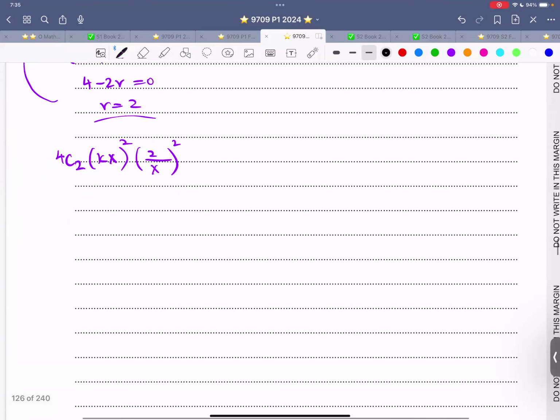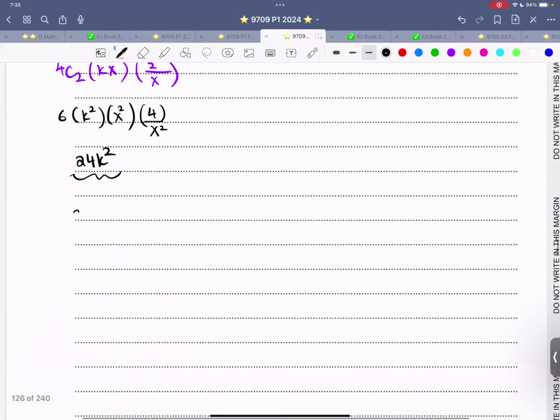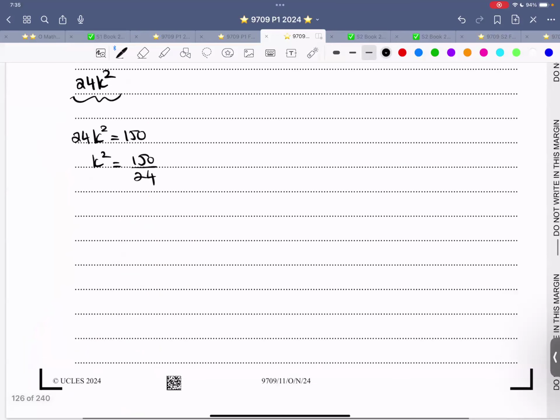No harm in double checking. 4C2, that is 4 into 3, 12 over 2, that is 6. This is k squared, this is x squared, this is 2 squared is 4, over x squared. x squared would cancel, 6 4s are 24, 24k squared. That is the term independent of x. This is equal to 150. So therefore, 24k squared is equal to 150. k squared is equal to 150 over 24. How much is that? Let me grab my calculator. 150 divided by 24 comes out to be 6.25. So k squared is 6.25.